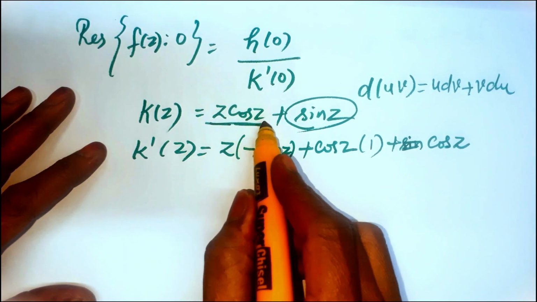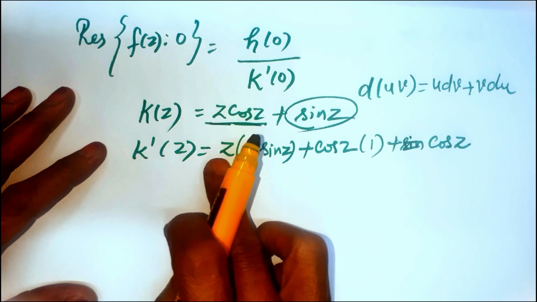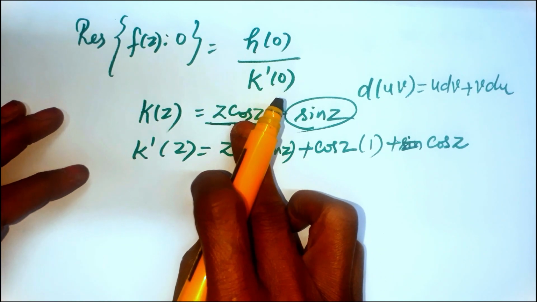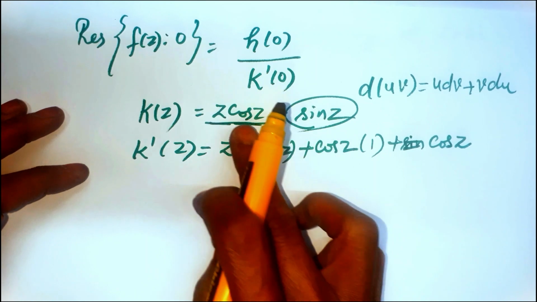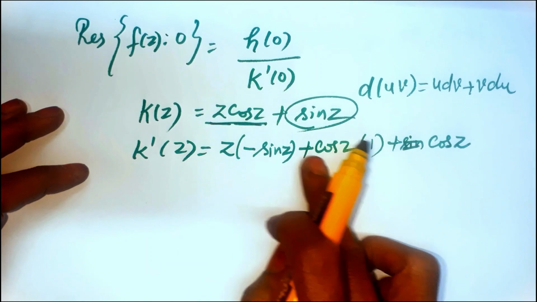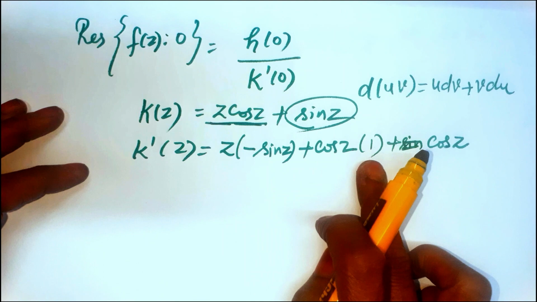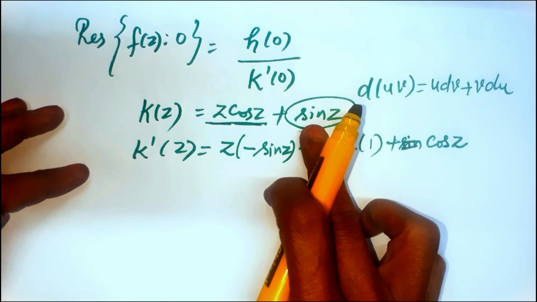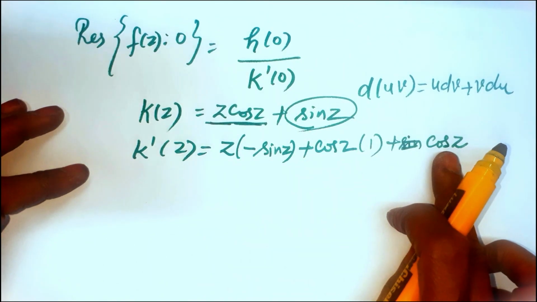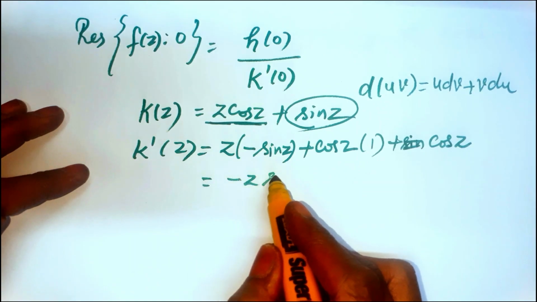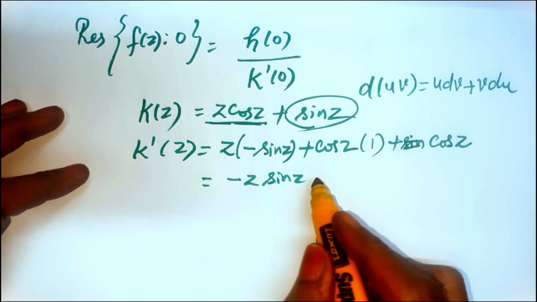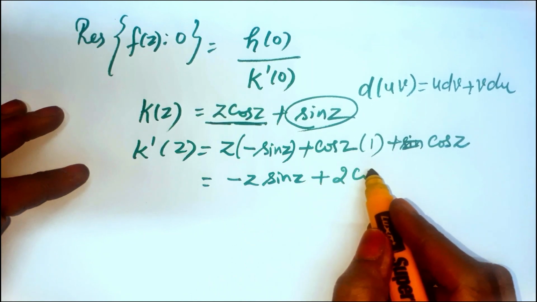I repeat, this is a product of two terms. So keep z as it is, differentiate cos z. When we differentiate cos z, it is minus sin z. Plus cos z as it is, we have to take and differentiate z, that is 1. Plus here it is a single term. So sin z when we differentiate, it is cos z, which is equal to minus z sin z. Cos z two terms we have, no, so twice cos z.